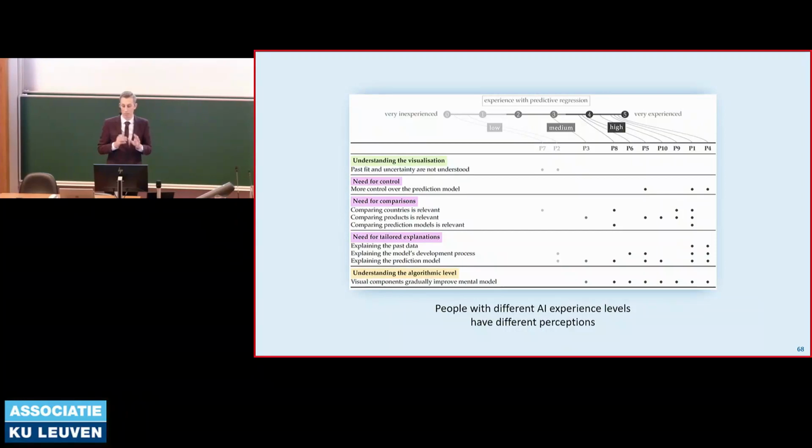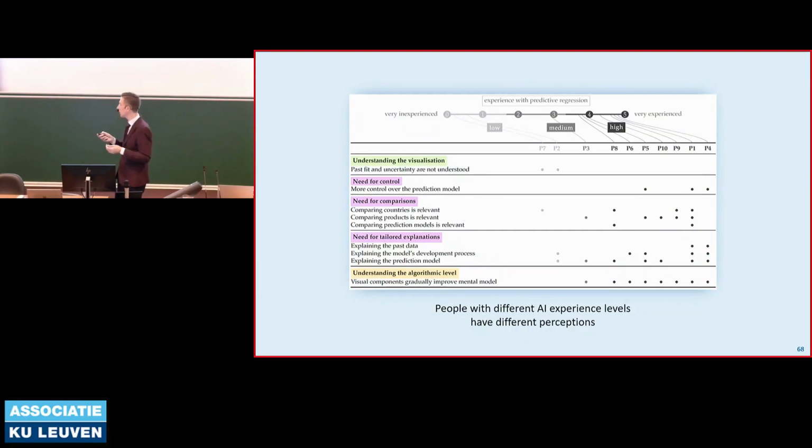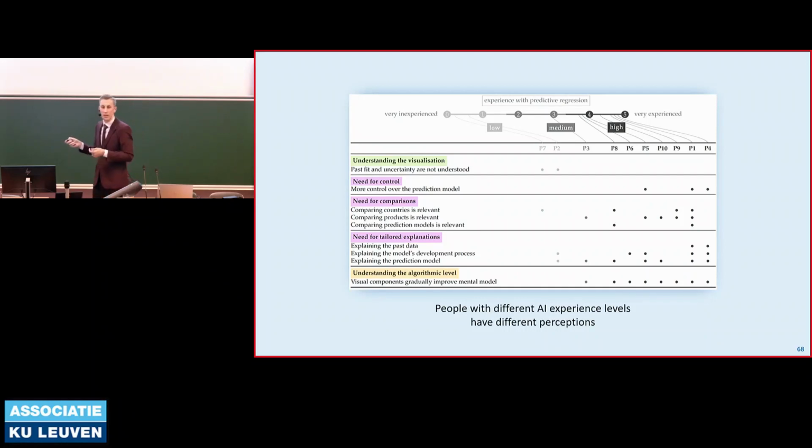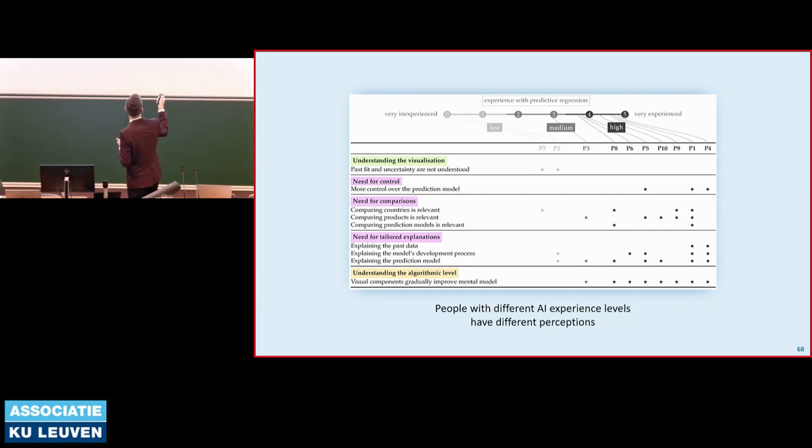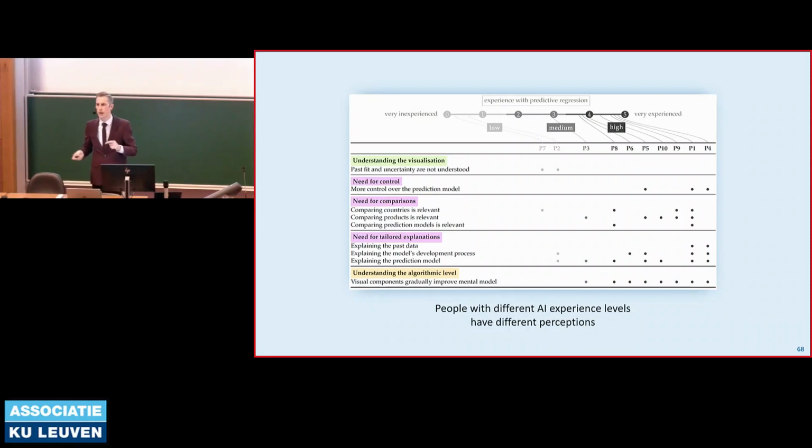Other takeaways: people had different levels of experience with AI. People with low levels found it quite hard to understand this uncertainty. I mean, they didn't really understand it completely. People with high levels did find it very useful. All these things that you saw helped them to better understand how the model was reasoning and working. And people with high levels of experience also needed more control. They were like, oh, I want to change this model, and I want to change specific parameters, etc.